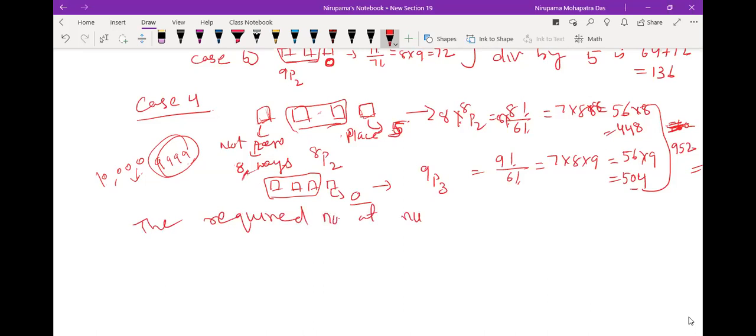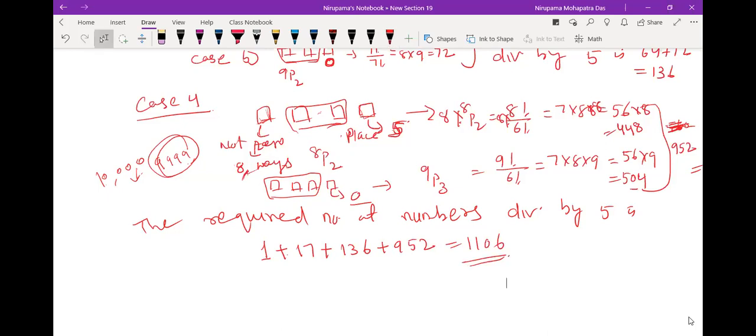numbers divisible by 5. Numbers divisible by 5: 1-digit numbers, how many were there? 1. 2-digit numbers, how many? 17. 3-digit numbers 136, and 4-digit numbers 952. Okay, that means you are getting here 1106. Okay, let's take it.